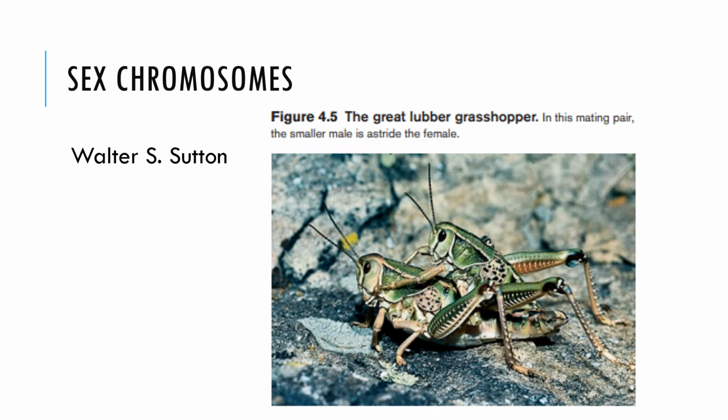He observed that prior to meiosis, precursor cells within the testes of a great lubber grasshopper contain a total of 24 chromosomes. Of these, 22 are found in 11 matched pairs and are thus autosomes. The remaining 2 chromosomes are unmatched. He called the larger of these the X chromosome and the smaller the Y chromosome. This figure shows the great lubber grasshopper. In this mating pair, the smaller male is astride the female grasshopper.